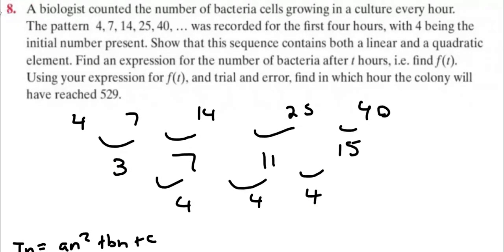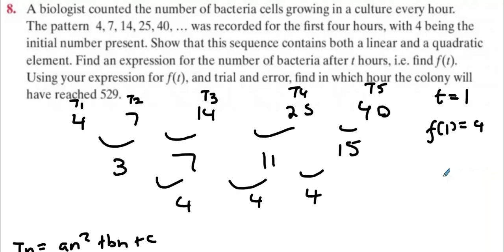So every hour. T1 would be at the end of the first hour. T2 is at the end of the second hour. T3 is at the end of the third hour. T4 is at the end of the fourth hour. So if t equals 1, F1 equals 4. Everybody cool with that? If t equals 2, which means at the end of 2 hours, F2 would be what, guys? 7. Yes?